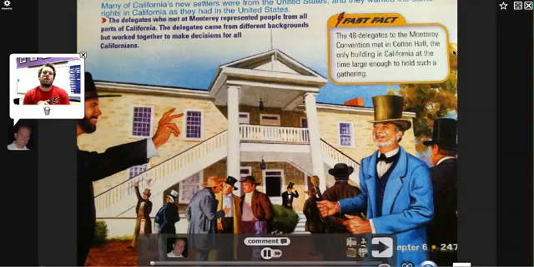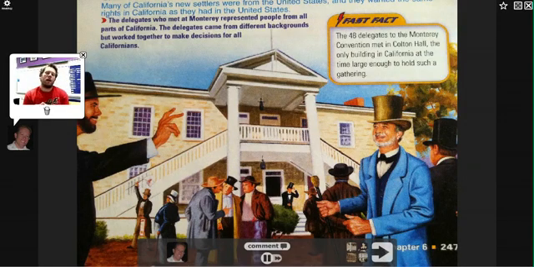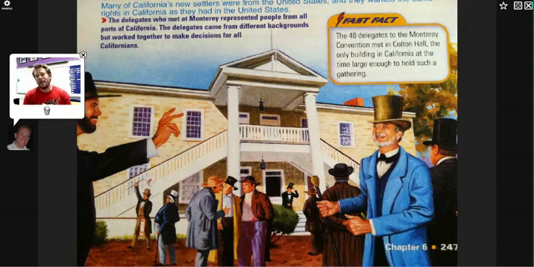We are continuing our discussion about California and it becoming a state. We are on chapter 6, lesson 3. I'm on pages 246 and 247. California becomes a state. Okay, this is what's going on here.